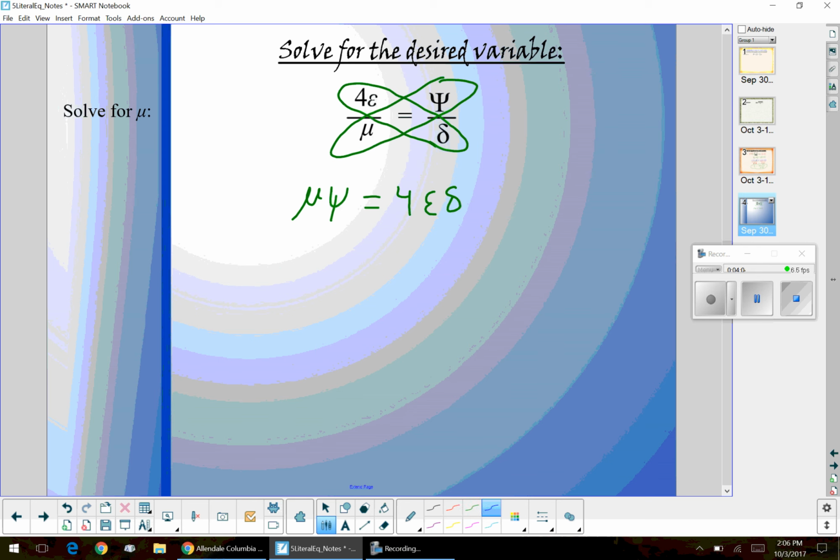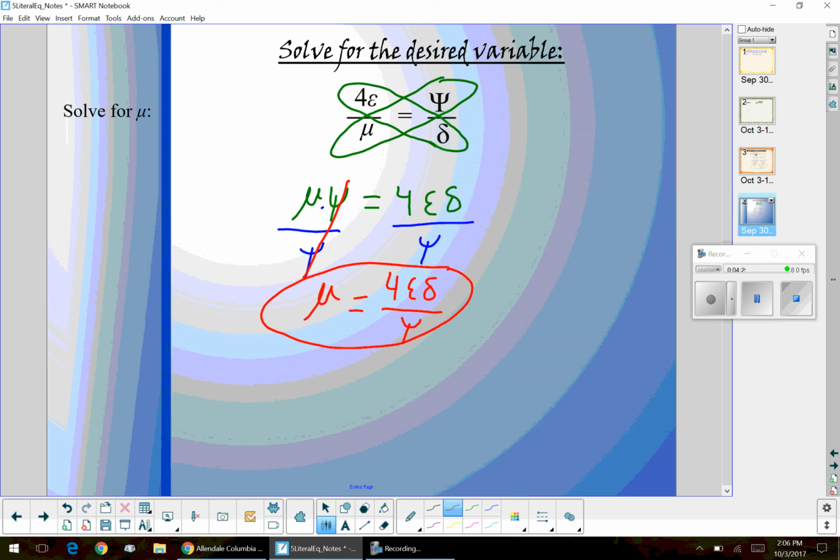Now I still want mu by itself. It's over here. Right now it's being multiplied by psi. I'm going to divide by psi on both sides. And that's all it's going to take. Because my psi's cancel, I end up with mu, and I get over here, nothing really simplifies again, so I end up with 4 epsilon delta, all divided by psi. And that is my finished result. I know I'm done because mu is by itself.